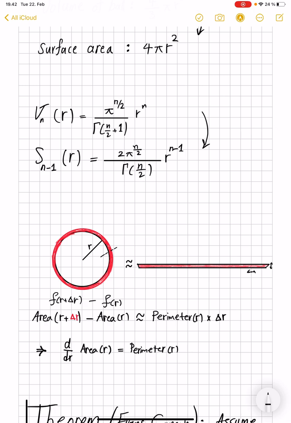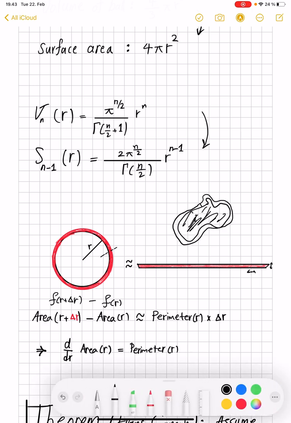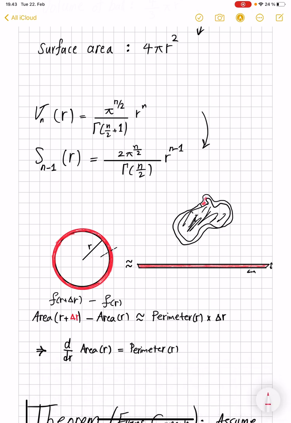And how long is the edge of this rectangle? It's approximately the perimeter of the circle of radius r. Therefore, we can justify that the derivative of area equals perimeter. And notice that this will be almost the same for any reasonably nice set. If this is the interior, and if you add a little bit to the boundary, you move parallel to the boundary, the new area you attain will be this red strip along it.